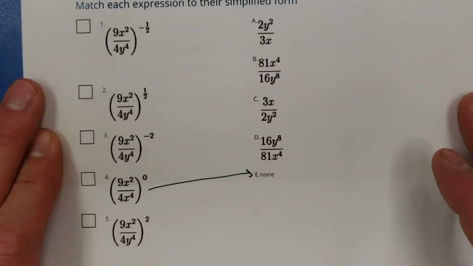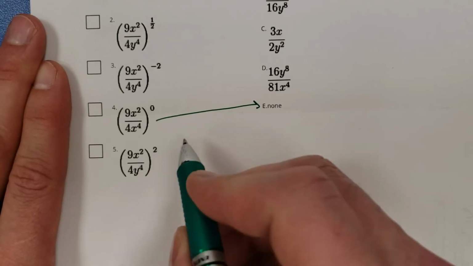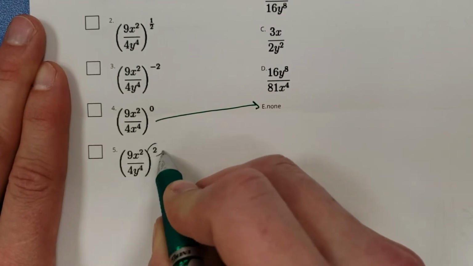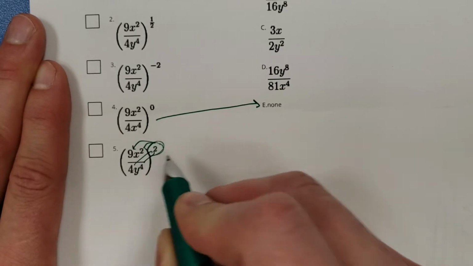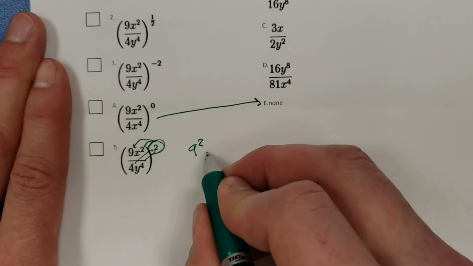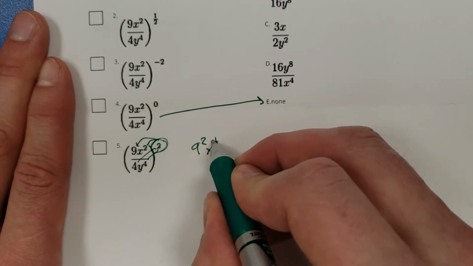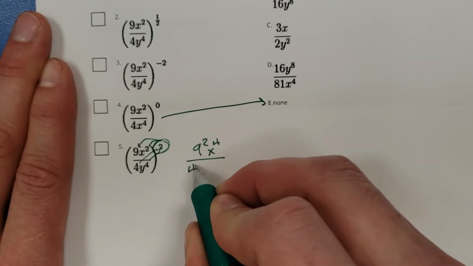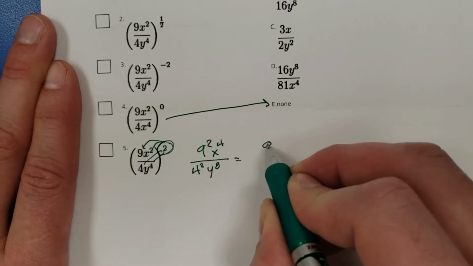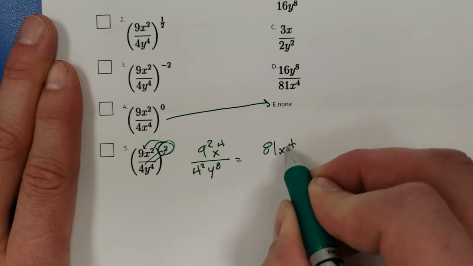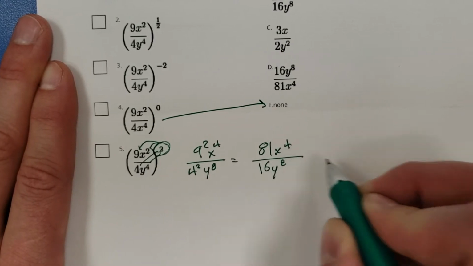Okay, let's do the easier ones first. If I were to apply my frying pan rules, the second power would stick to you, stick to you, stick to you, stick to you. So that means I'd have a 9 squared. And then remember, smaller numbers mix, which means they multiply. We'd have a 4 squared, and then we'd have a y to the 8. That would simplify to an 81 x to the 4 over a 16y to the 8.